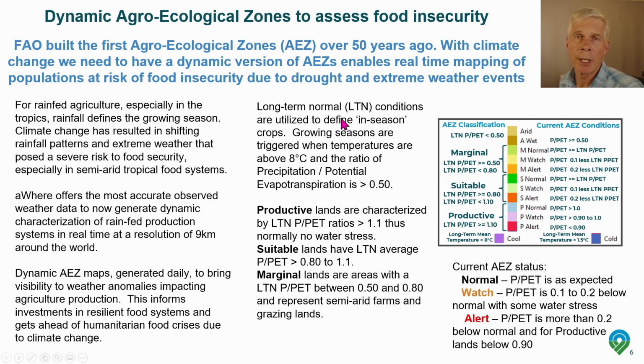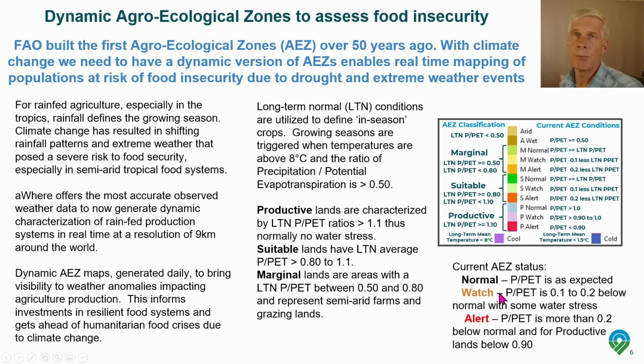And so we've developed a dynamic Agro-Ecological Zone Index that will assess food insecurity based on the long-term normal conditions that are defining these agroecologies and comparing it to the current reality. And given the IPCC's report on weather variability increasing, this is a very timely tool to help us. We break production into 3 categories: productive areas, suitable areas, and marginal production areas. We define these different areas based on the P over PT value, and also we use environmental triggers to start the growing seasons, such as a minimum temperature of 8 degrees Celsius and a potential evapotranspiration ratio above 0.5.